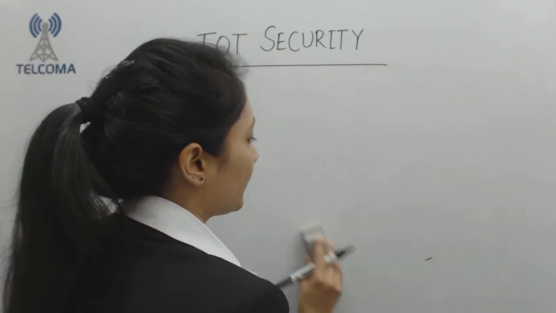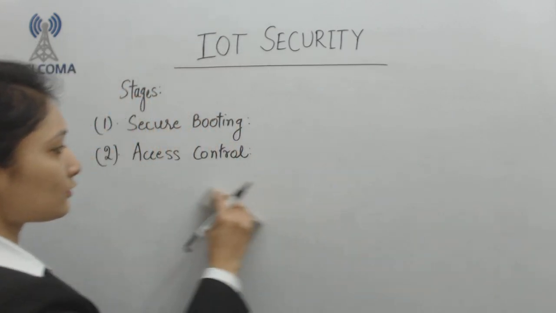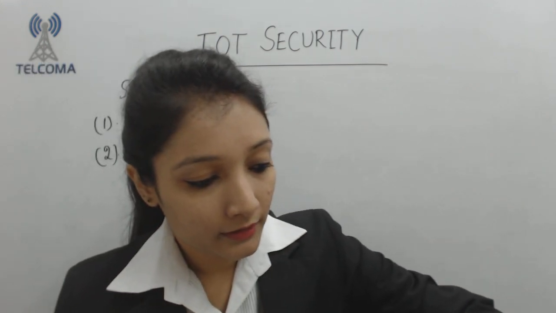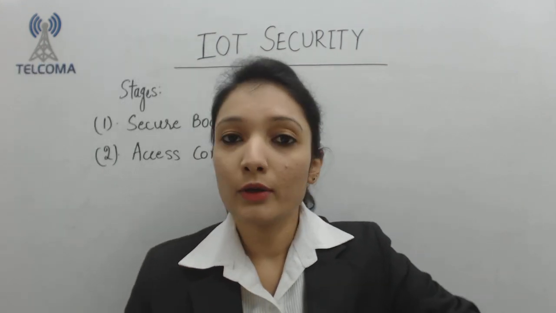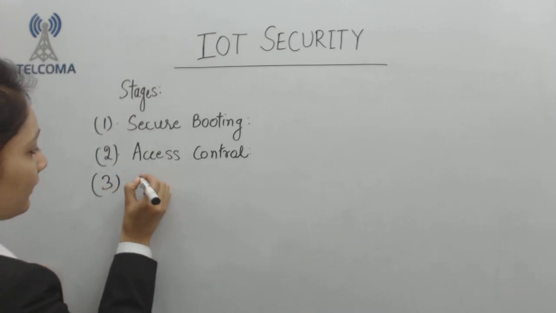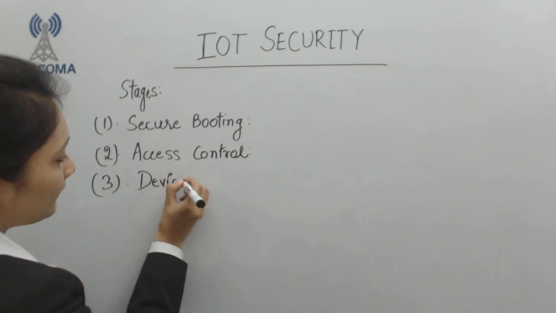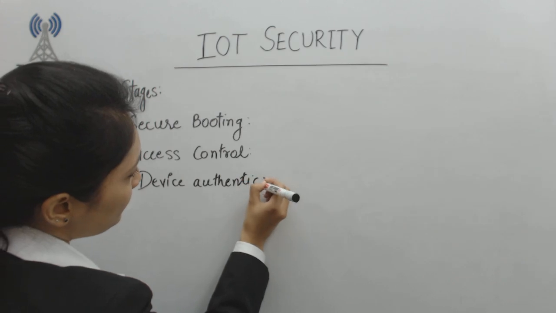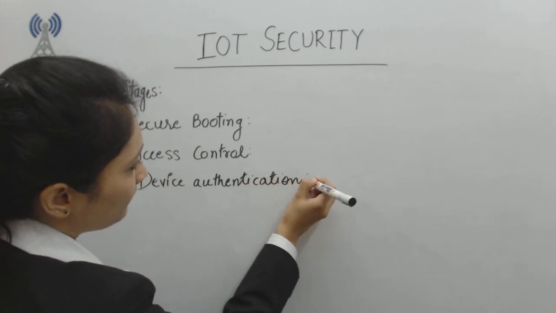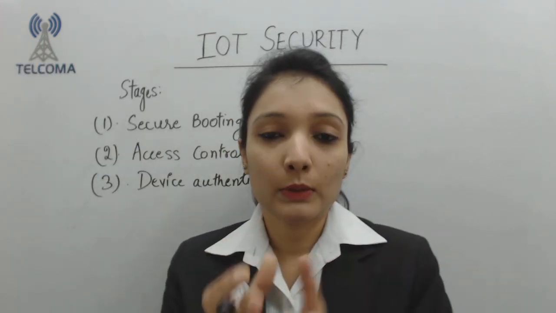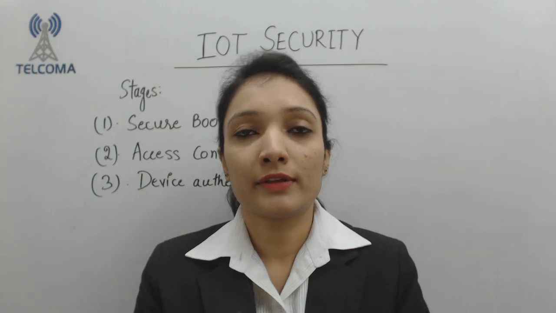In our secure booting, we have authenticated the software. In access control, the access of the system should be limited only according to the requirements. The third one is my device authentication. Now, as in our cellular system, our mobile phones are also authenticated, checking whether that particular user can access a network or not, whether it is blocked or some of the services are denied.